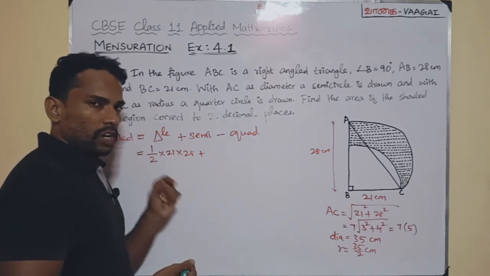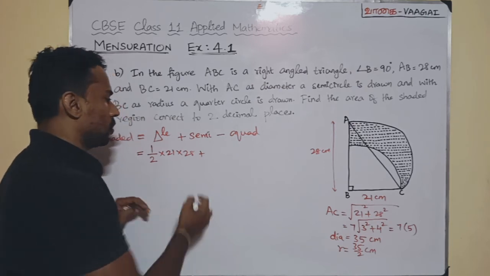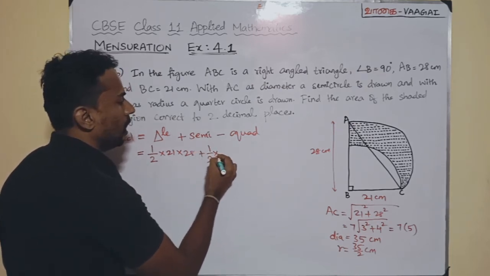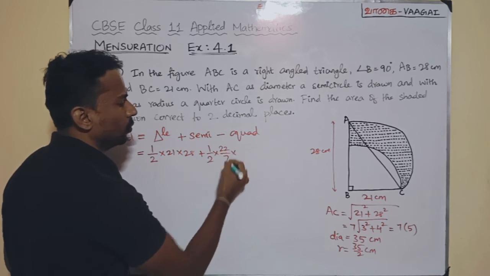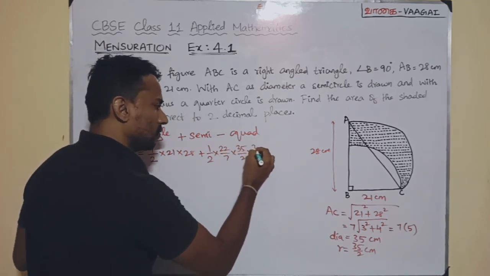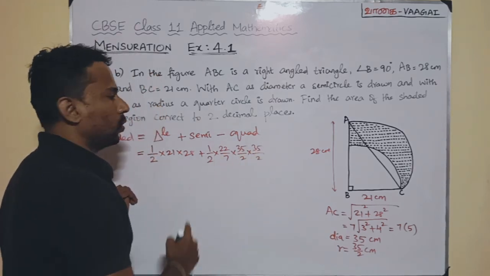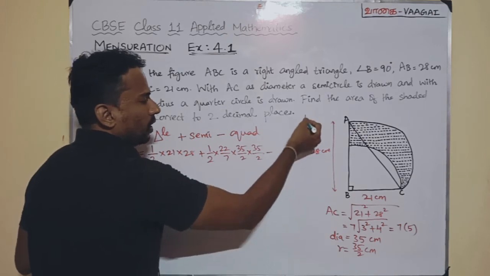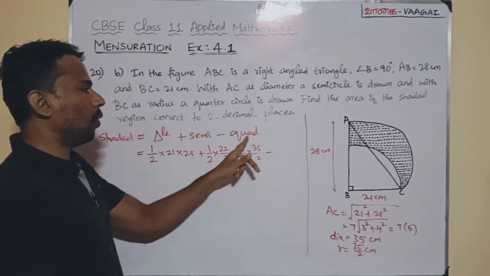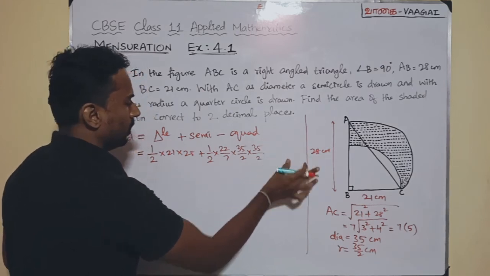Now what about the area of the semicircle? Area of a semicircle will be half of that of a circle. So half of pi r square. So half into 22 by 7 into r square. Just now we found r. So 35 by 2 into 35 by 2. Okay. R square it is, don't forget. Finally what we have is, now we have the quadrant's area also. Correct. Okay. I think we will not have enough space here. So I'll put it in the next line better.